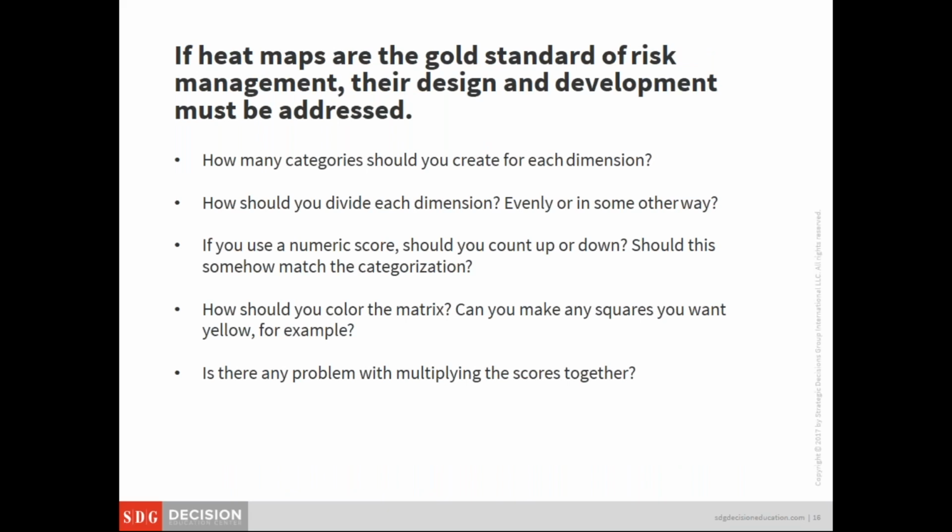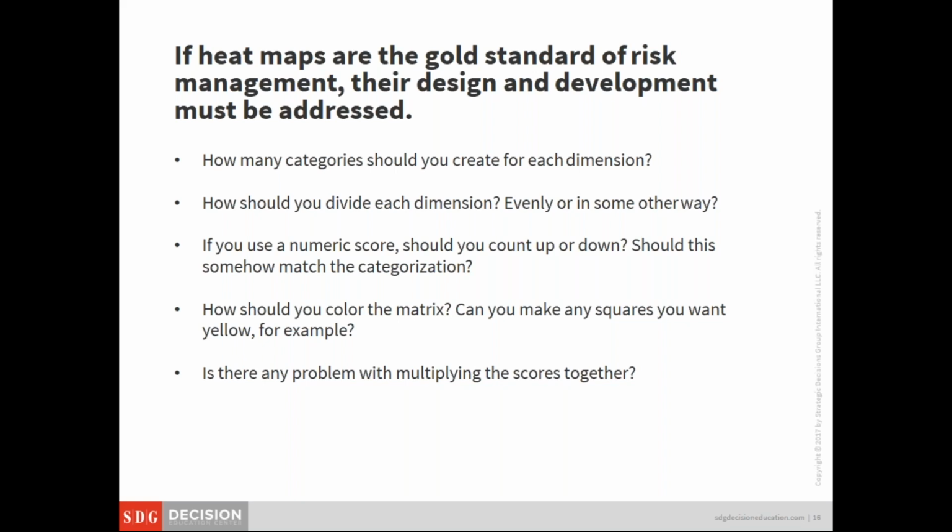So if these heat maps really are the gold standard of risk management, their design and development needs to be addressed. How many categories should you create for each dimension? Should it be 5? Should it be 6? Should it be 3? How should you divide each dimension? Does it matter if you don't divide each dimension evenly? If you use a numeric score, this 1 to 6, should we count up, or does it matter? Could we count down? Could we go 6 to 1 and then prioritize by the smallest number? How do you color it? Can you make any score you want yellow, for example?